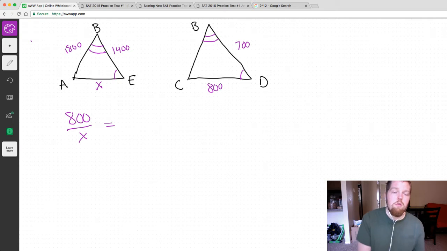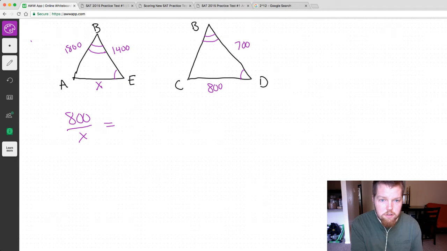Oh, something else I wanted to point out before we go any further. If two angles in the triangle are the same, then that means that the third angle in both triangles also has to be the same. So like for instance, if this one was 80 and this one was 60, then that would be 140 and this one would be 40. So if these two angles are the same, 80, 60, this one has to be 42.